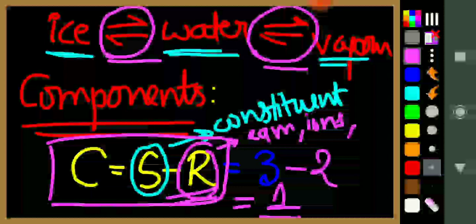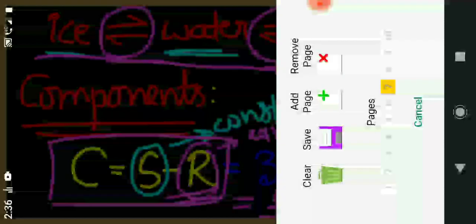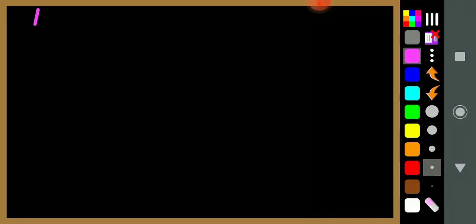It is the number of equilibrium, ions or any condition which is there in the given chemical equation. We have found the components. Next we have to find number of phases.